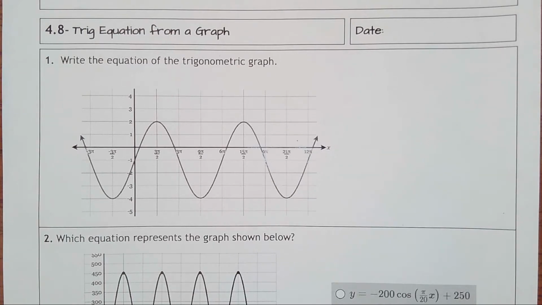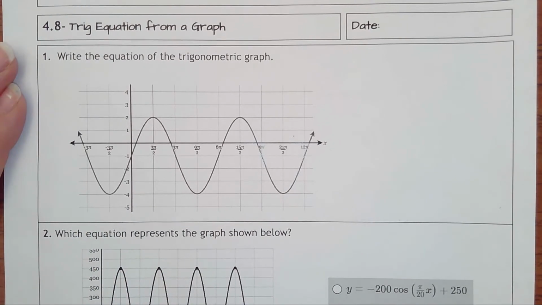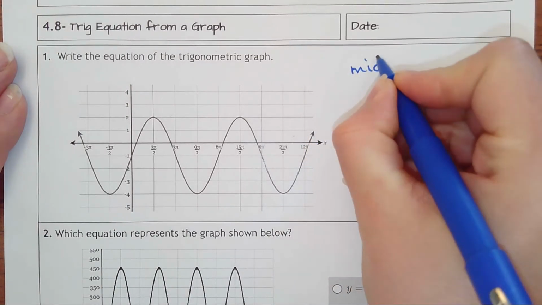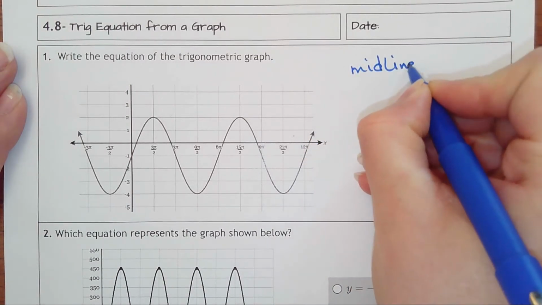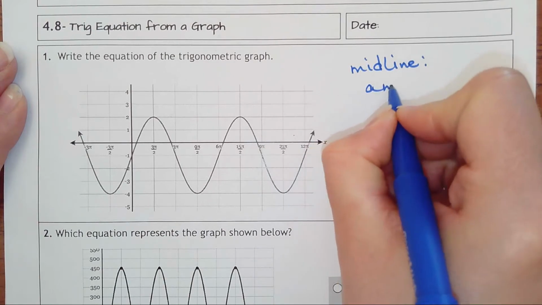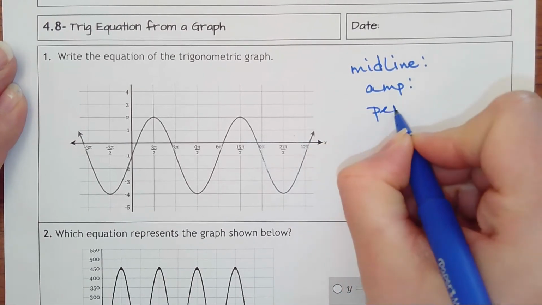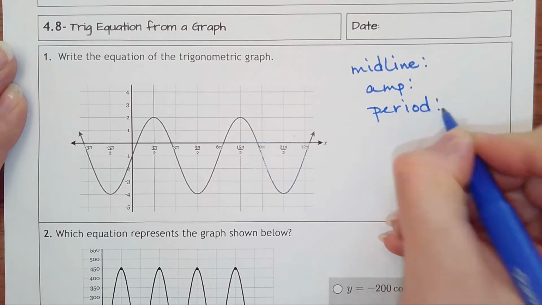Lesson 4.8, trig equation from a graph. It says to write the equation of the trig graph. So there will be no left or right shifts, no horizontal shifts, so we don't have to worry about that. But we have to worry about where is the midline, what is the amplitude, and then what is the period. And then be able to plug those numbers into the right spot.